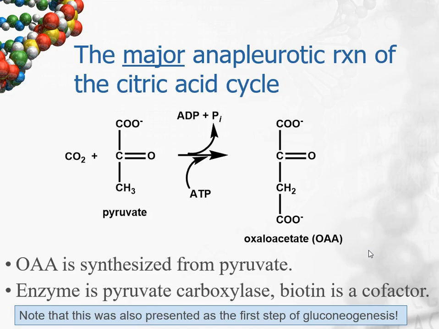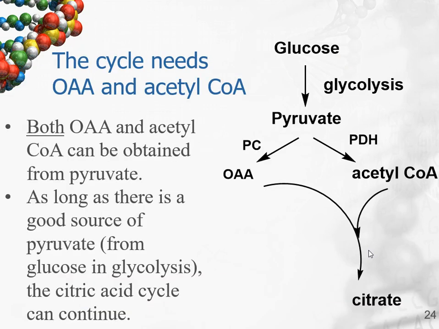So we're just going to borrow this reaction from gluconeogenesis in order to produce OAA. Now you know that means that not all cells express pyruvate carboxylase. So this is definitely a reaction that's happening in the liver.